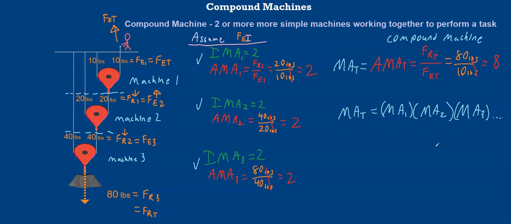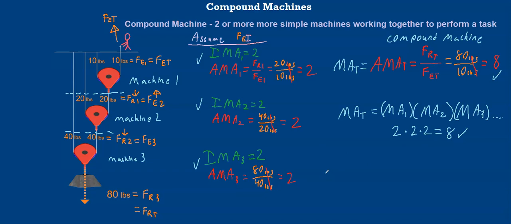And we know the mechanical advantage of each individual machine. They're just movable pulleys. So we can just say 2 times 2 times 2 equals, well, 2 times 2 is 4, times 2 is 8. And so we get the same mechanical advantage. And so both formulas check out.